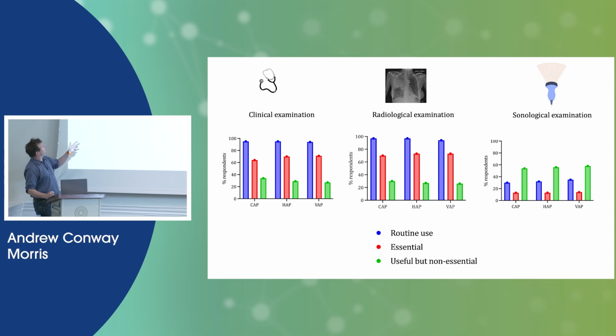So almost everyone is using clinical criteria. That's in blue, whether they're routinely using it, so that's always or sometimes or mostly. And most of the clinicians think that having some sort of clinical criteria is essential for the diagnosis of pneumonia. When we look at radiological examination in ICU, almost everyone is doing chest x-rays, but about a third of people think that actually it's not essential to have chest x-ray infiltrates to prove alveolar infiltration.